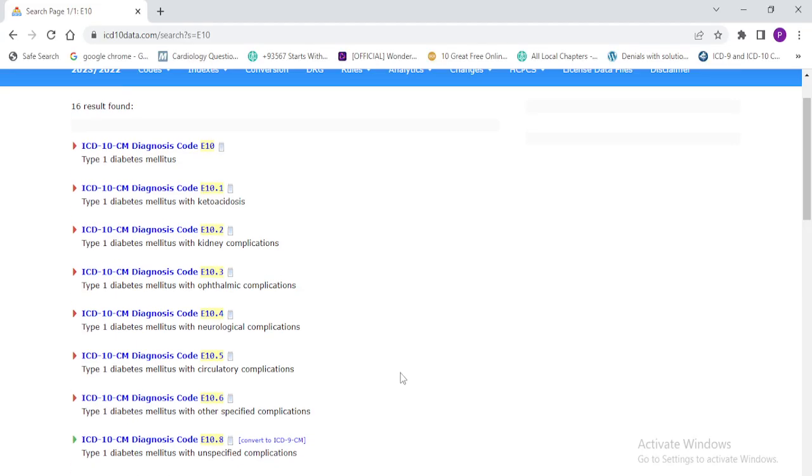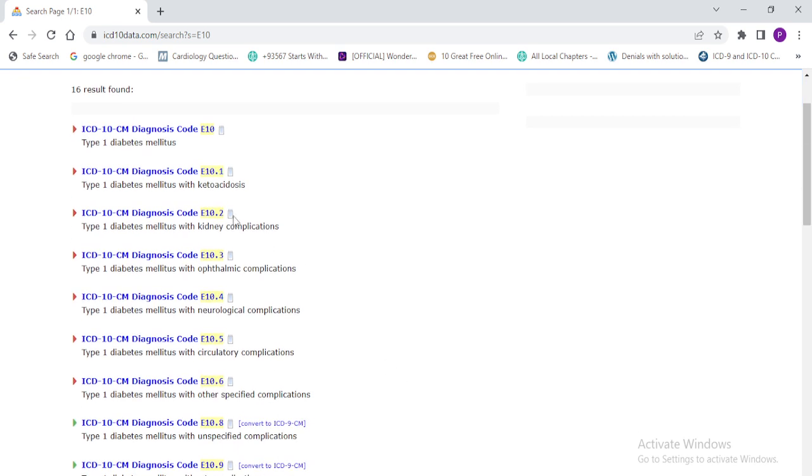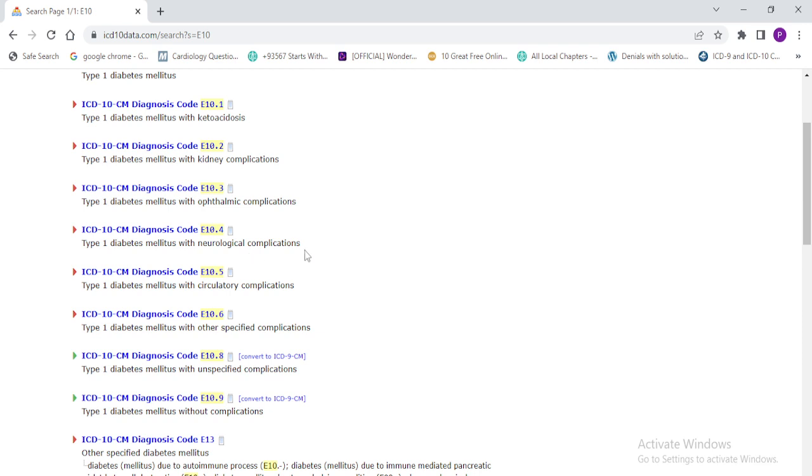So if we check E10 in the code book, E10 is for type 1 diabetes mellitus. Again, E10.1 is for ketoacidosis, 2 is for kidney complications, 3 is for ophthalmic complications, 4 is for neurologic complications, 5 is for circulatory complications, 6 is for other specified complications, 8 is for unspecified complications. And E10.9 is without any complications, but the patient has diabetes type 1.